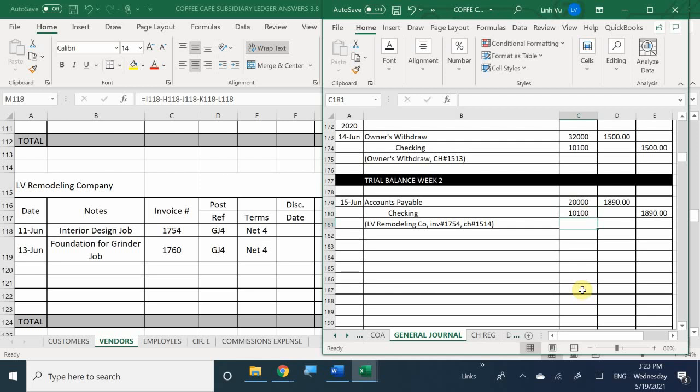And then from here, now we go to the subsidiary, no, not the general ledger. Okay, so do you want to go to the subsidiary ledger or the general ledger first? General ledger. Okay.